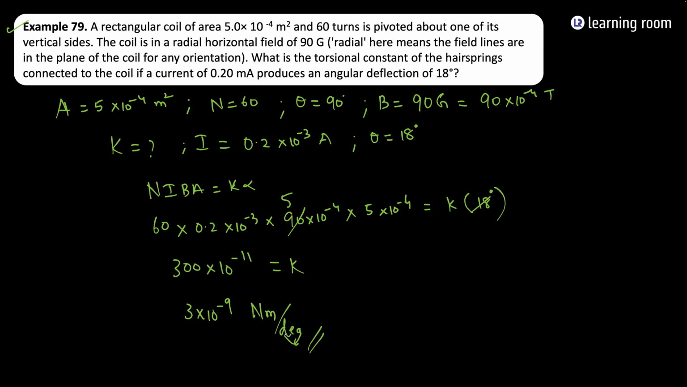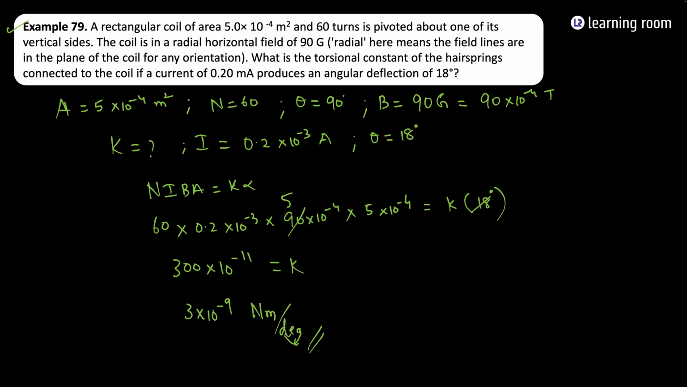Clear? So whenever there is this kind of a problem, what is it you need to remember? Can you please tell me again? I've repeated multiple times. What is the only expression you need to remember? NIBA is equal to K alpha. That's it. You should know what each term represents.